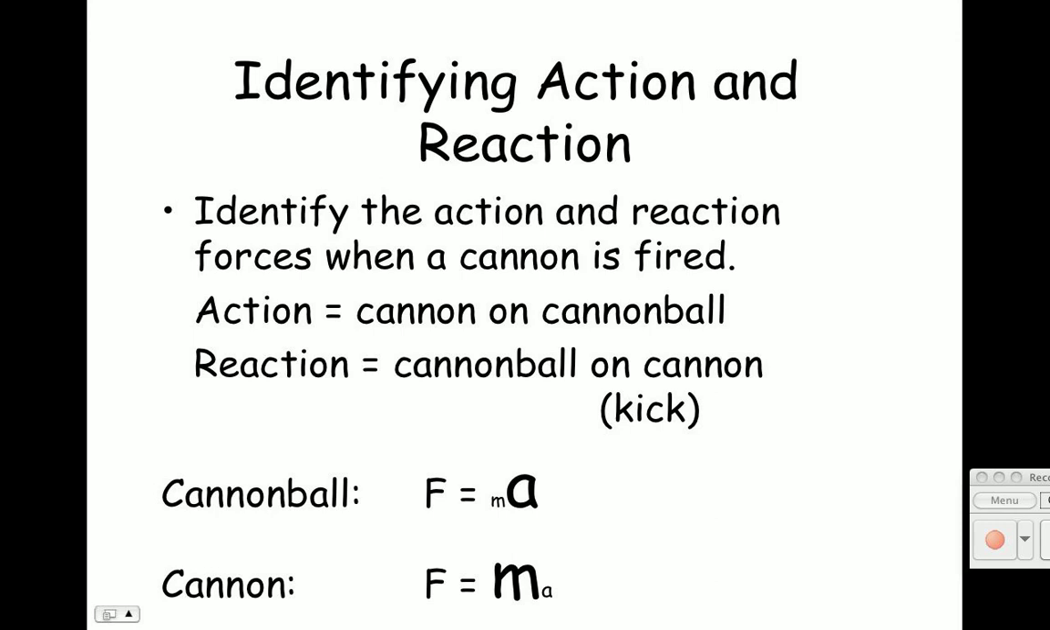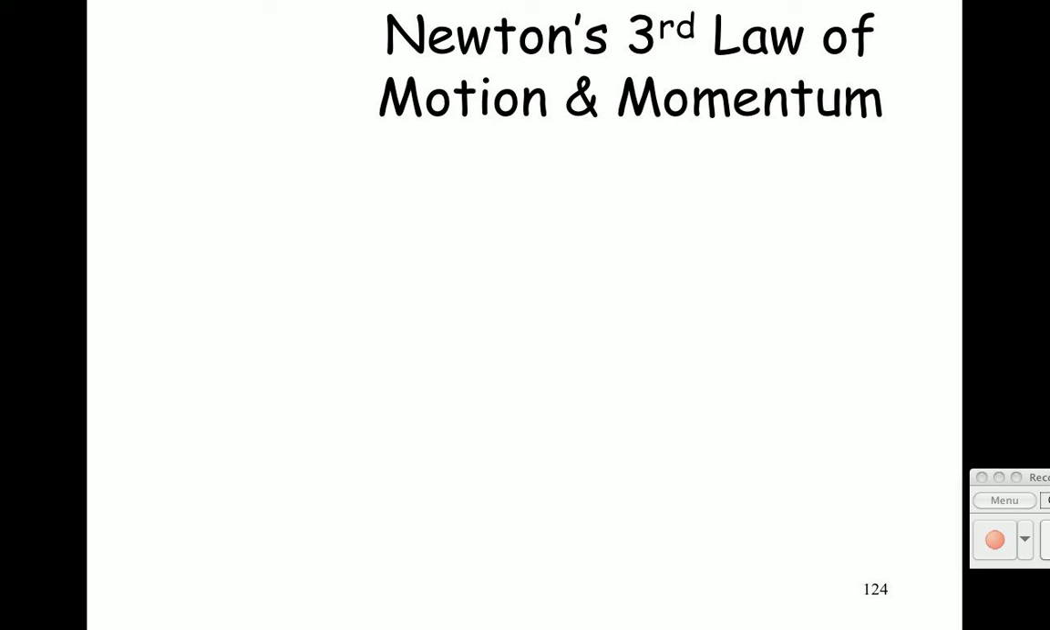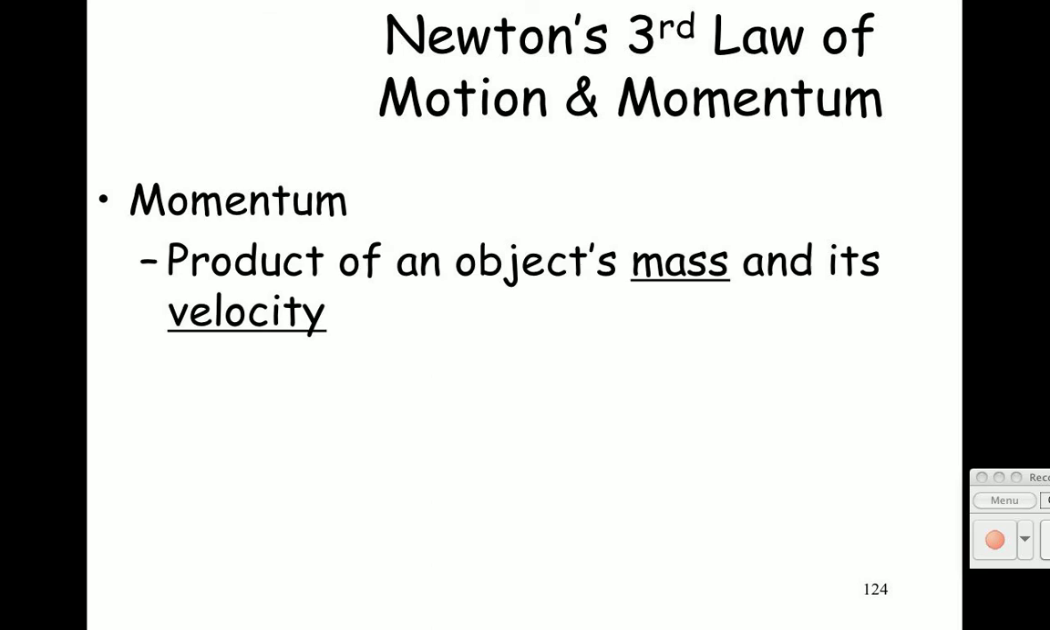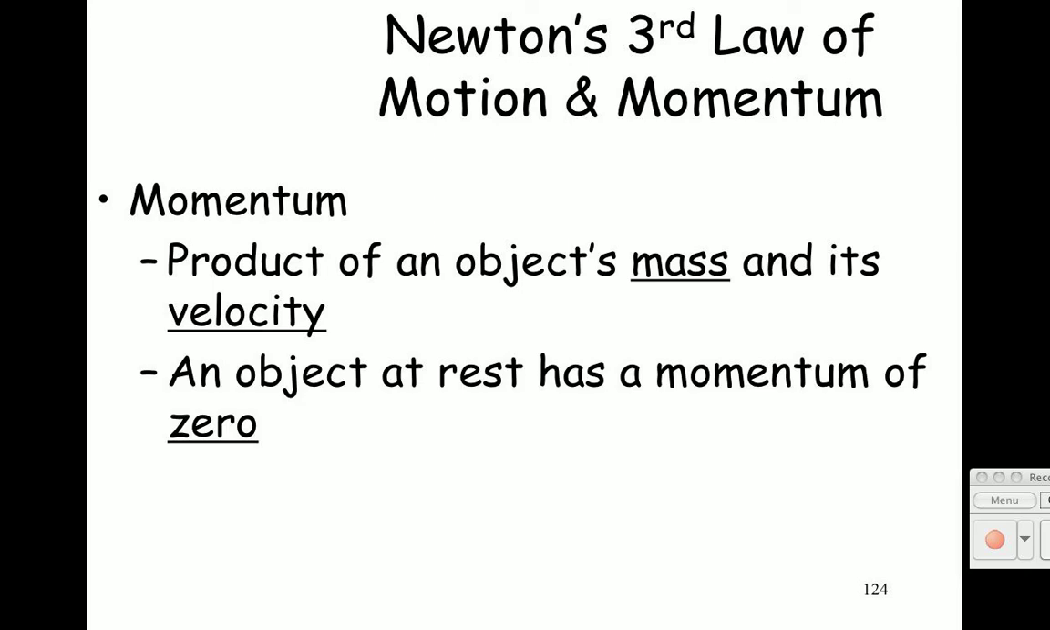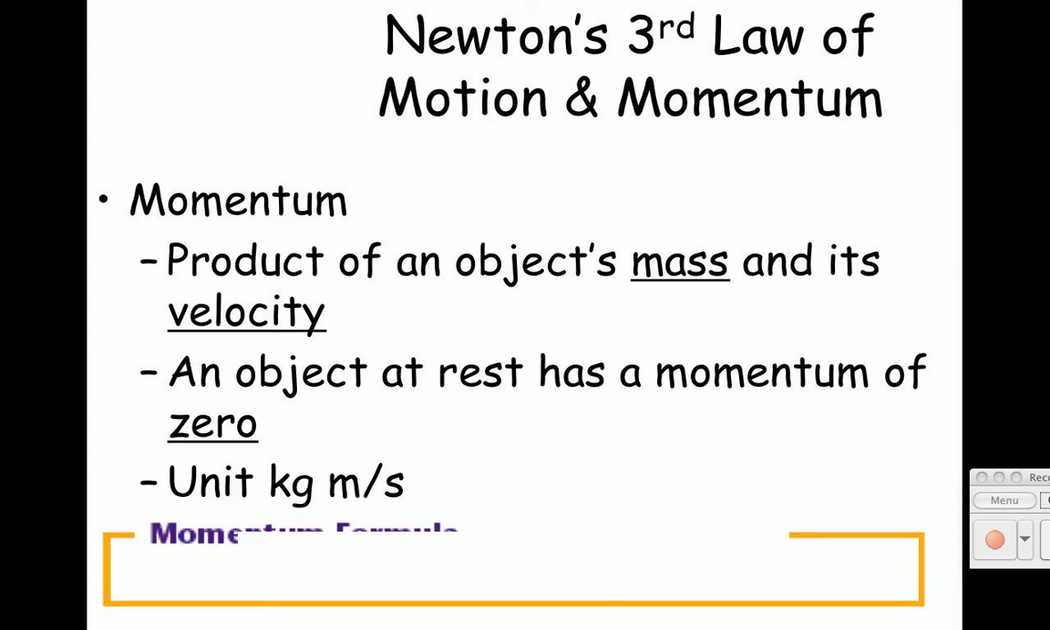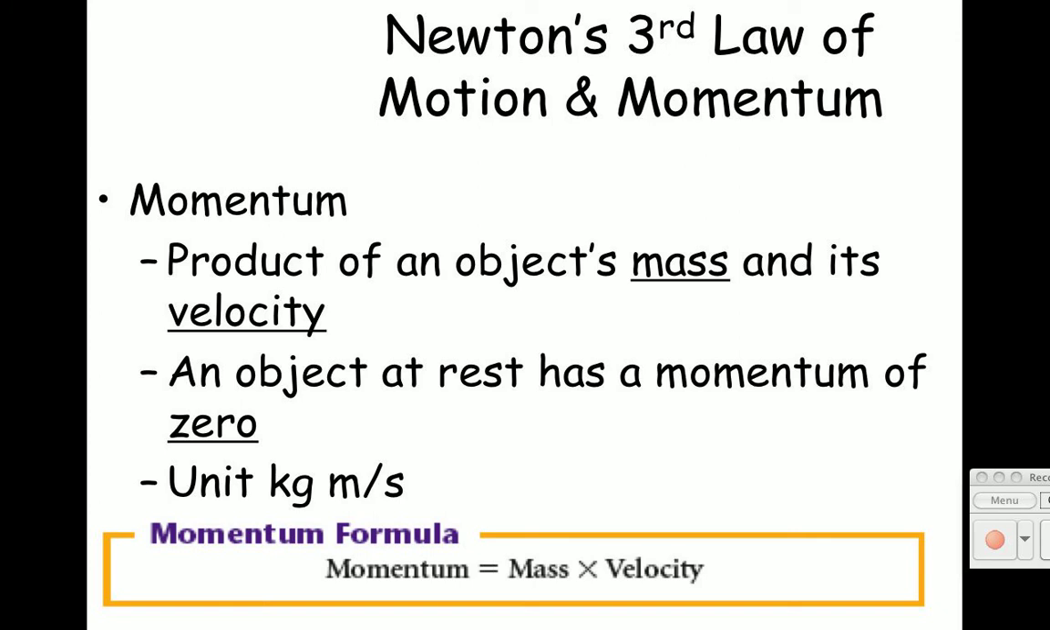And this leads to the math part of Newton's third law, which has to do with momentum. Momentum is the product of an object's mass and its velocity. Now remember, any object at rest has a momentum of 0 because it's not moving. So the momentum formula is mass times velocity. And most of the time the unit is kilograms times meters divided by seconds. It just depends on the problem that you're given.